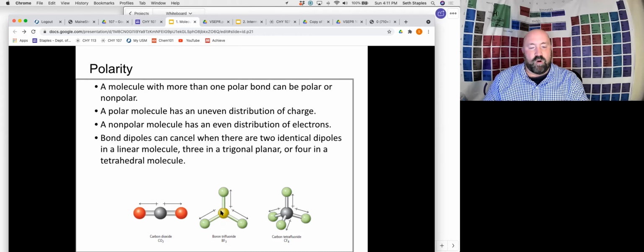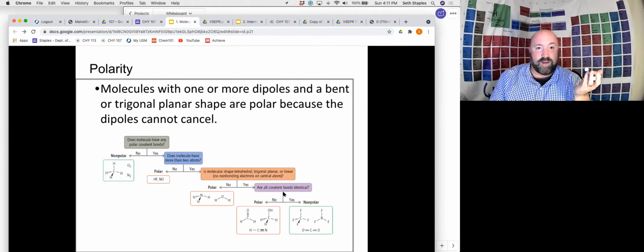In boron trifluoride, in BF3, we have a pull from the boron to each of the fluorine atoms. In carbon tetrafluoride, same thing. Carbon tetrafluoride would look kind of like methane, same basic tetrahedral shape. But where fluorine is so electronegative, the electrons in that bond are getting pulled towards the fluorine just a little bit.